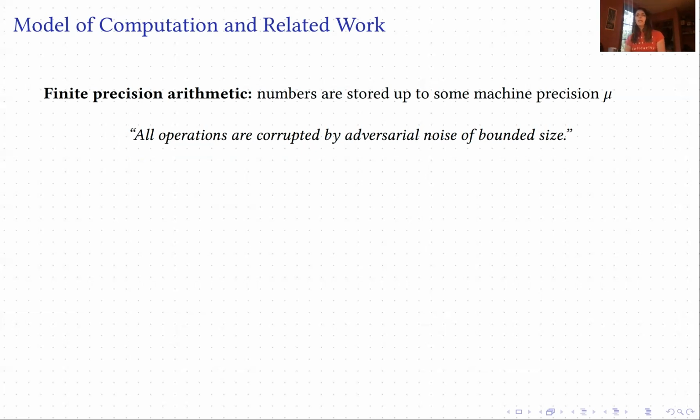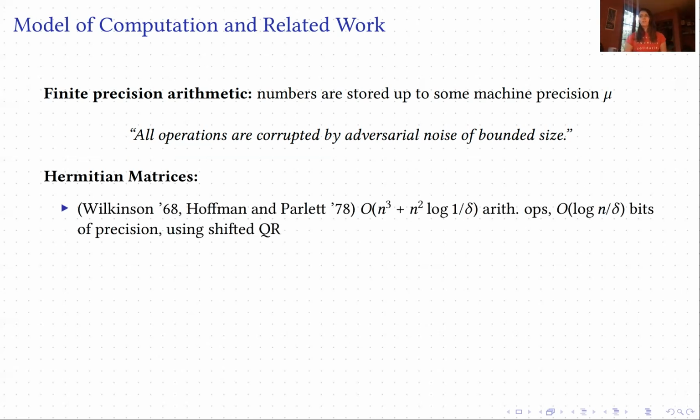So before we move on, I want to survey briefly some of the prior literature on this problem in the finite arithmetic setting. There's also lots of prior work in rational or exact arithmetic that I won't have time to discuss. In the Hermitian case, this problem is extremely well studied. Work of Hoffman and Parlett in the 60s and 70s, as well as Wilkinson, showed that the shifted QR algorithm can solve this problem in roughly n-cubed time.